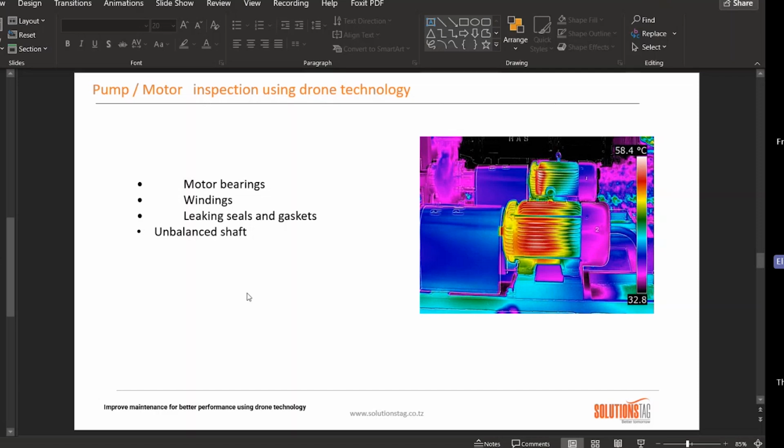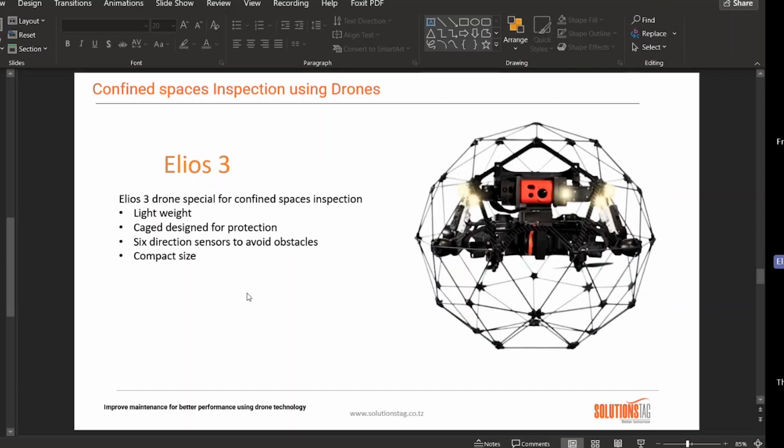For example, we have confined space inspections. Here we use special types of drones, and I'm going to talk a little bit about this drone, which is Helios 3. Of course, there are other variants, for example Helios 2. The main specifications of this drone make it very good for confined space inspections. First of all, as you can see, it is very compact. That means it is small, such that it can enter confined spaces and navigate through minimal spaces without any issues.